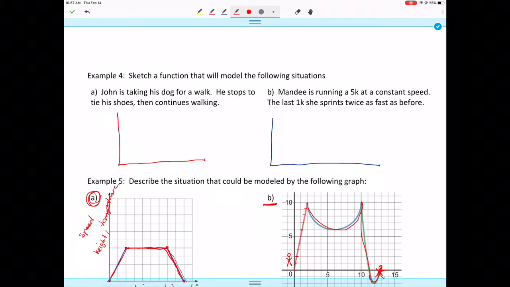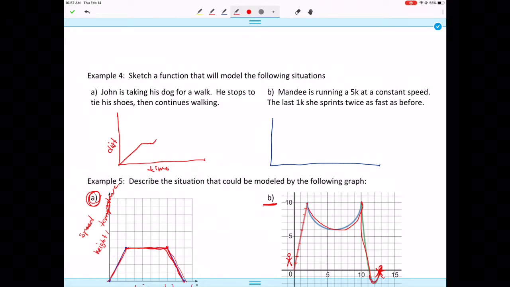All right, so here we have John. He's taking his dog for a walk. So here maybe we could do time, and this could be like distance. Okay, so he's walking. His distance increases as he's walking, as time goes by, but then he needs to stop to tie his shoe. And then his distance isn't changing. He's staying at one spot over time.